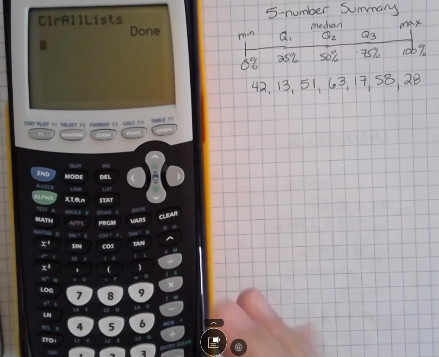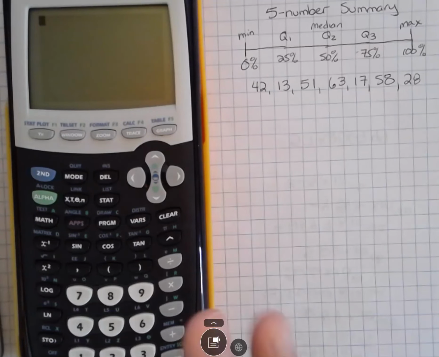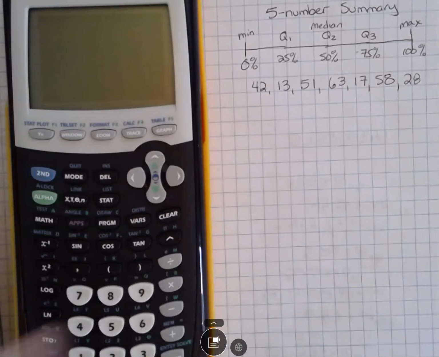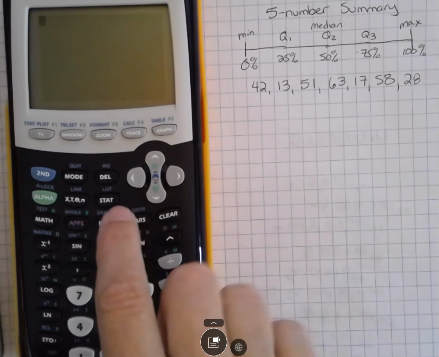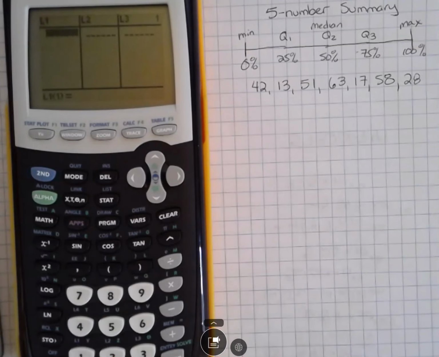Now the reason that might be nice is if you had several lists in there and you wanted to clear all of them at once, but it's also tricky because sometimes you want to keep one of those lists. So I wouldn't clear all lists unless you're sure that you're done with all of them. Okay, let's go back to our stats here, and now I have cleared the list. I'm going to enter my numbers.